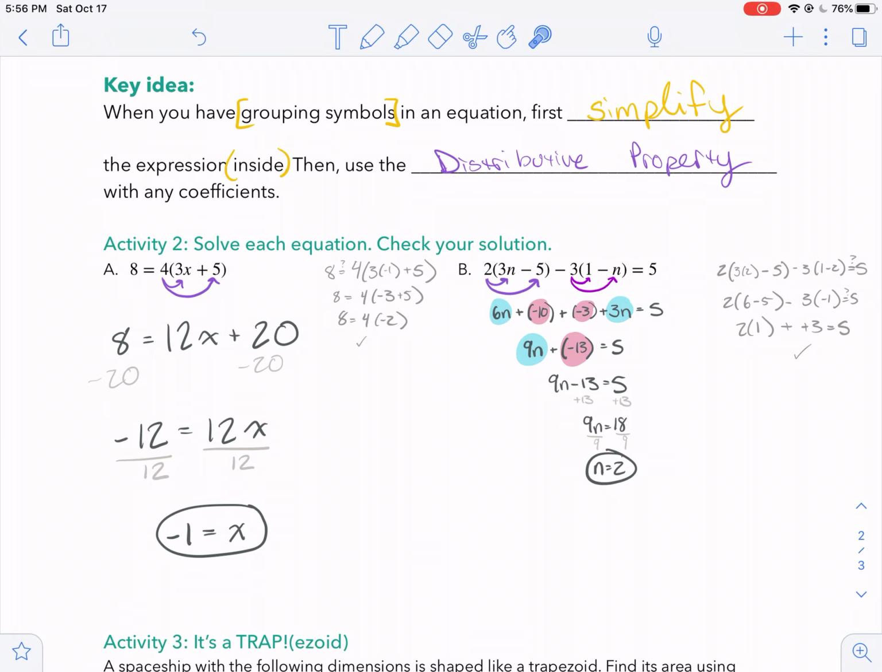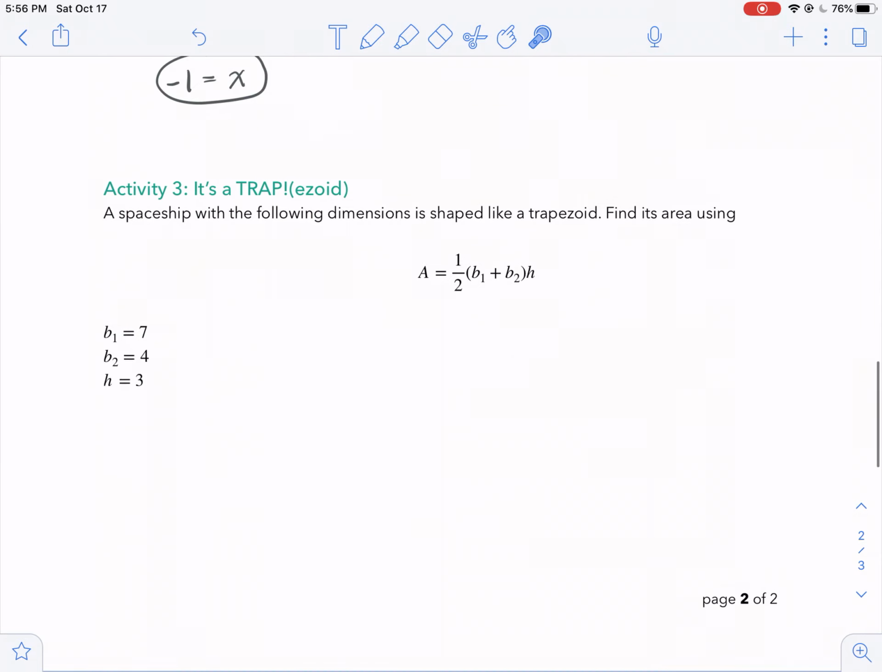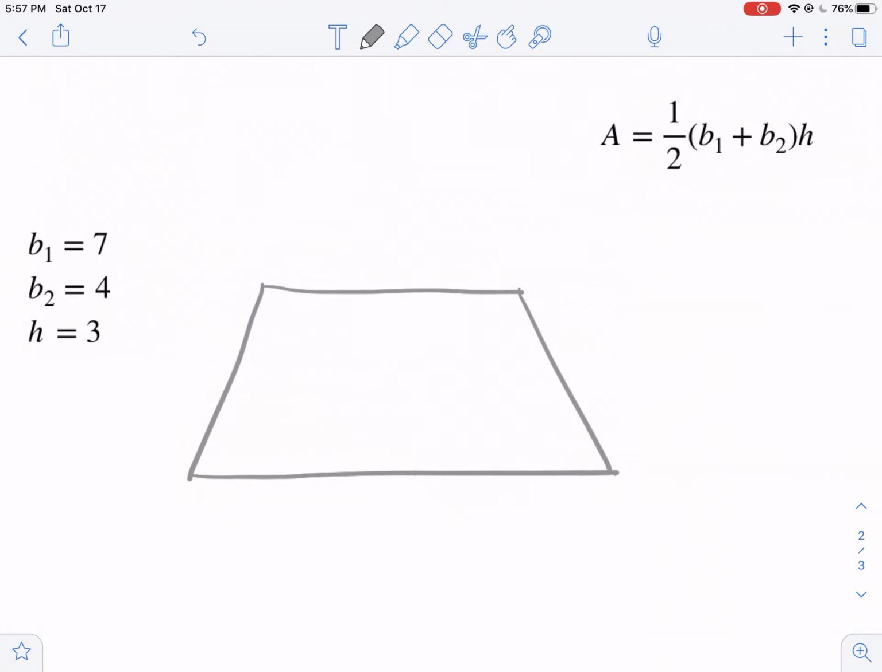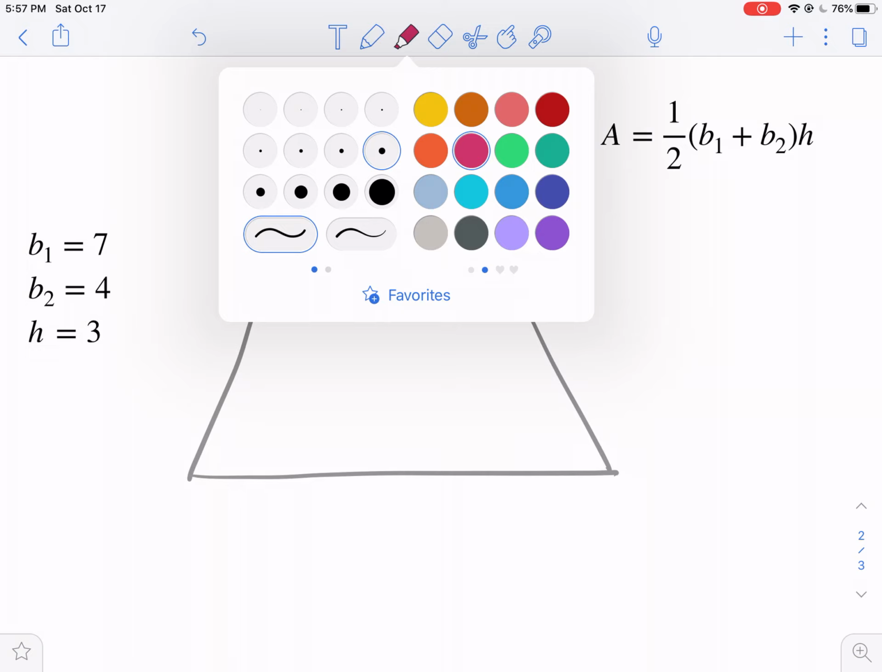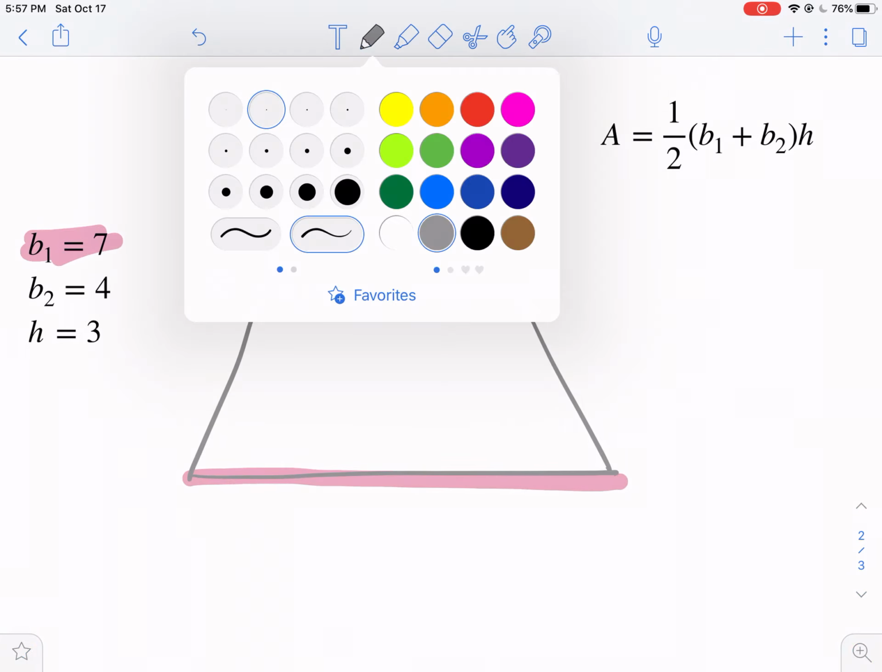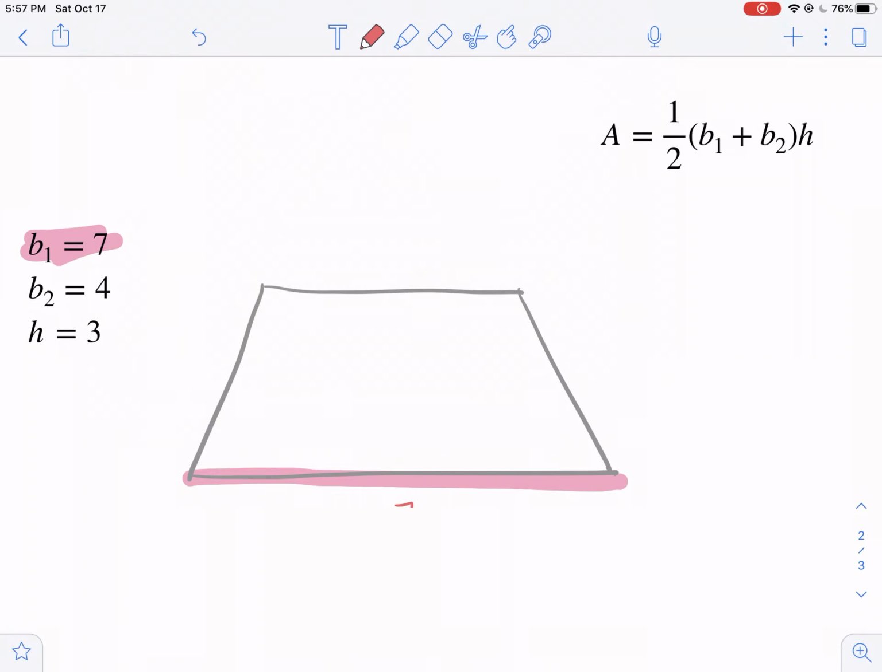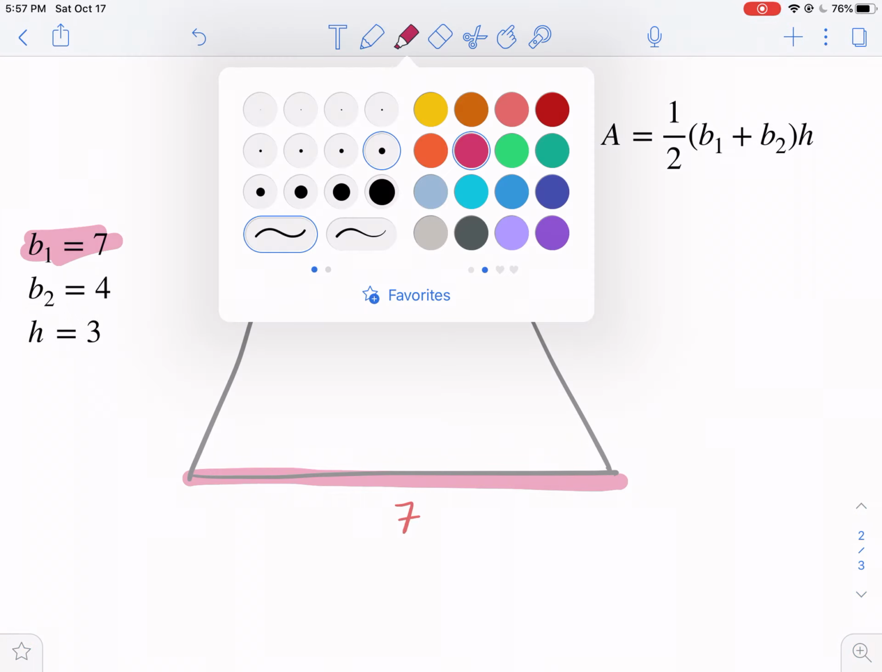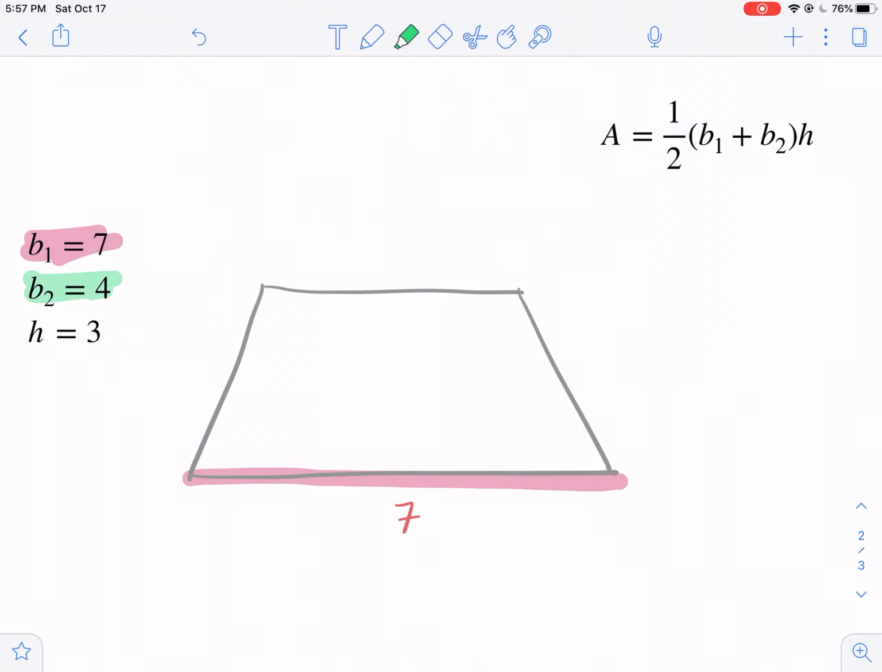Okay, we have one more. It's a trapezoid. So say you have a spaceship that's shaped like a trapezoid. A trapezoid, remember, looks like this. Its base 1 is 7, so this length is going to be 7. And then its base 2 is 4, so this length up here is going to be 4.